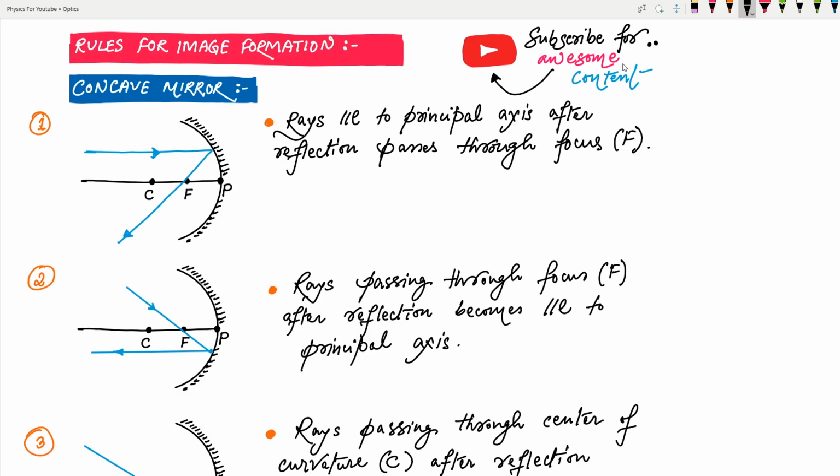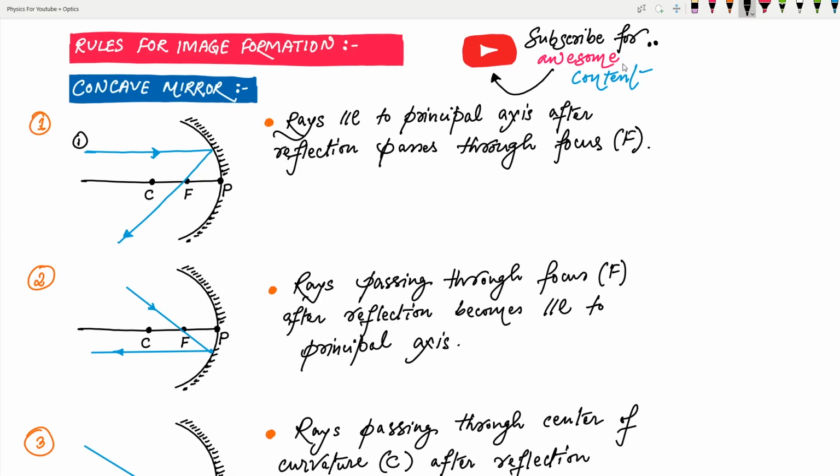So we'll look at the rules for a concave mirror. The first rule is that when rays are parallel to the principal axis, then after reflection they pass through the focus. You can see that this ray is parallel to the principal axis, and after reflection it passes through the focus. This concept we have seen in our previous video. So this is our rule 1, simple as that.